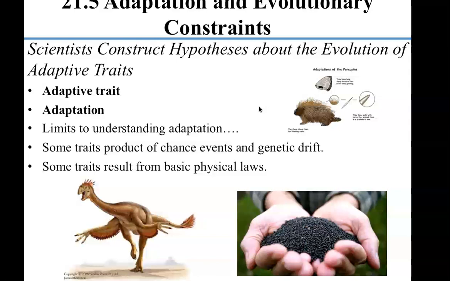But it turns out that adaptations can change. In other words, a trait that is an adaptation, an adaptive trait, might benefit an organism in one way at one point during evolution, and then it might be used to benefit them in another way later on. So think of the evolution of birds from dinosaurs. We know that dinosaurs had feathers long before they could fly.